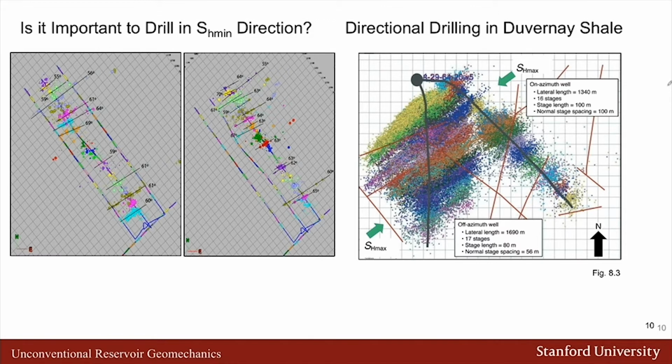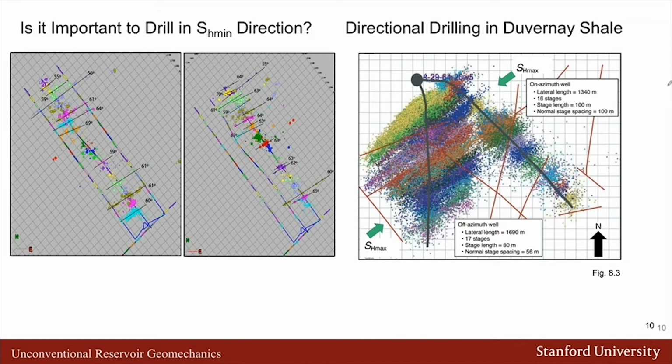The direction of maximum horizontal compression is northeast-southwest. So the well that's oriented to the northwest-southeast they refer to as the on-azimuth well, and the well that's north-south they refer to as the off-azimuth well. 16 stages in one case, 17 stages in another. The stage length is slightly varied, 80 meters in one case and 100 meters in the other.